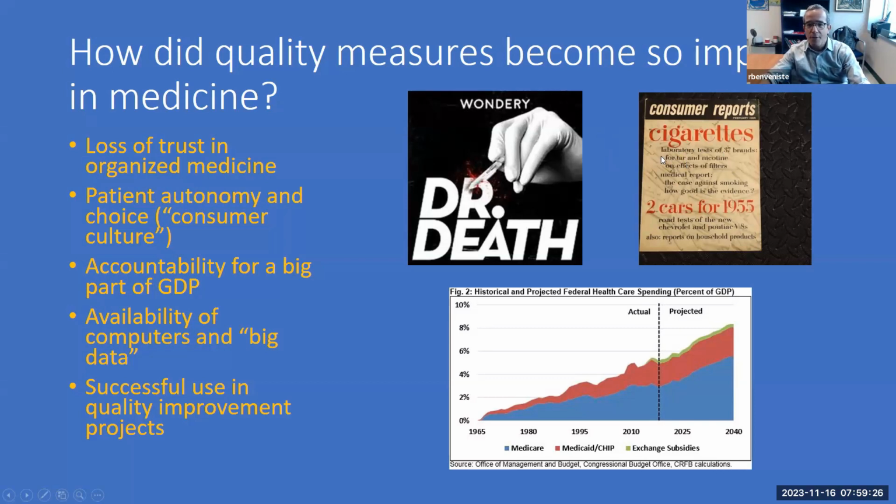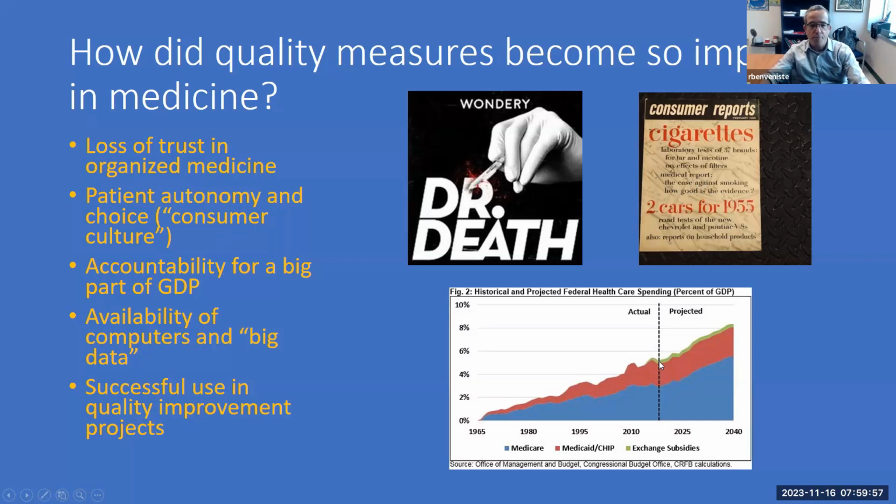I'm sorry, I know a lot of you are looking at this on a very small screen like a phone, but this is a Consumer Reports issue from the 1950s where consumers are going to make decisions about cigarettes. They're going to review laboratory tests of 37 brands for tar and nicotine and review the medical report. How good is the case against smoking? So patient autonomy and choice is a big part of why easy to digest quality measures are needed. And then accountability.